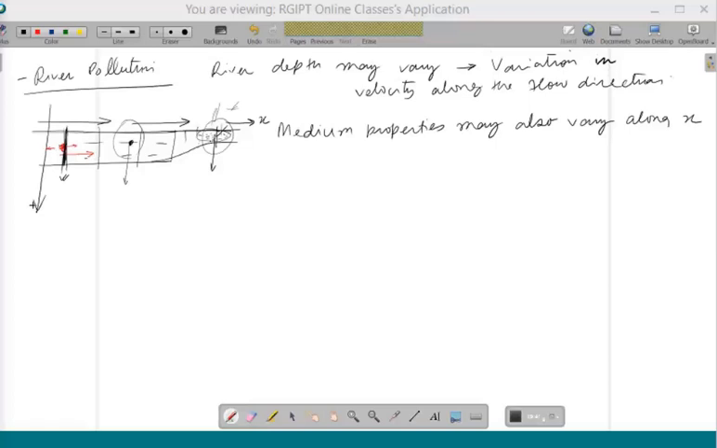Remember, always start with the crudest approximation and then go to the finer details. That's how you approach a problem.